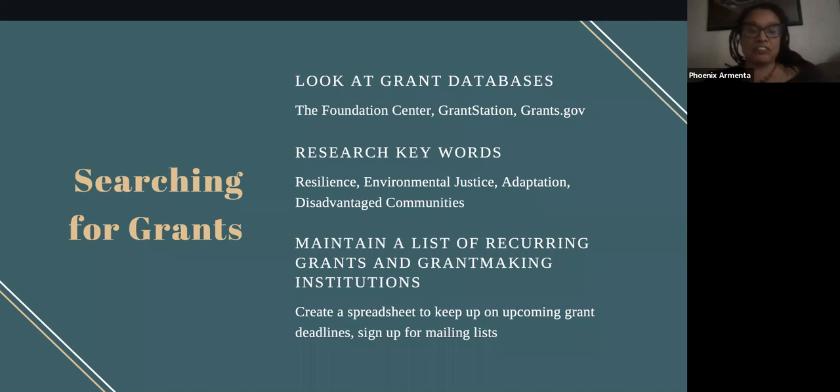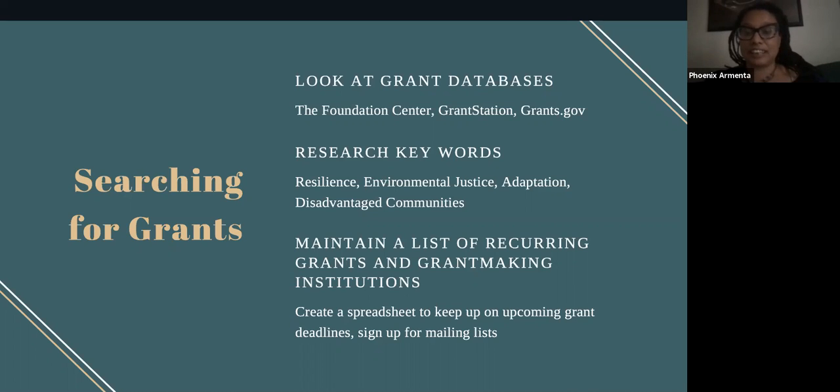I suggest that you maintain a list of recurring grants and grant making institutions. As you start searching for these grants, you find that a lot of them are annual grants. So anything that you didn't have a chance to apply to this year is probably going to come up next year. We generally keep a spreadsheet of all the continuing grants that we have and when their grant deadlines are. So on an annual basis, we can know what we want to be applying to.